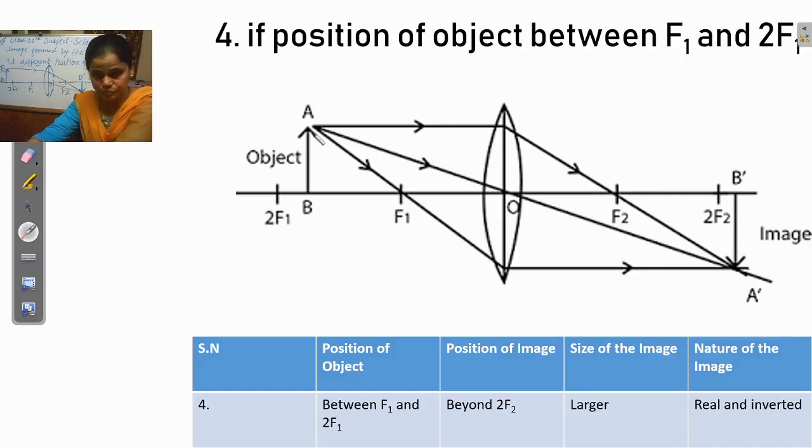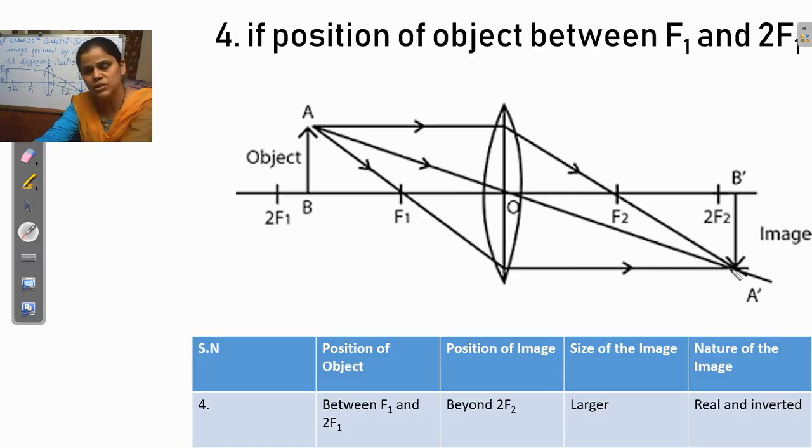Then the second rule: start the incident ray from the head of the object. The head of the object is A in this case. When the light ray passes through the principal focus, then after refraction this light ray passes parallel to the principal axis. Here, extend this refracted ray and you get the intersection point. Name this the intersection point.